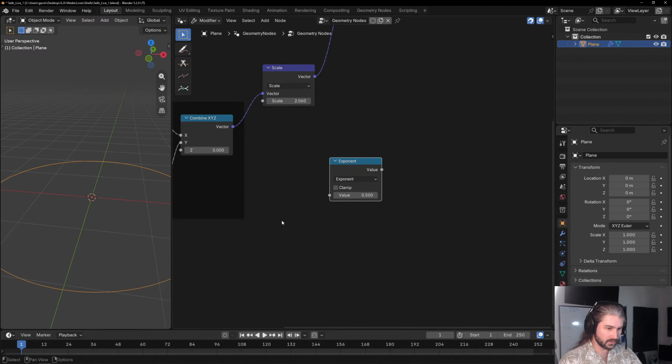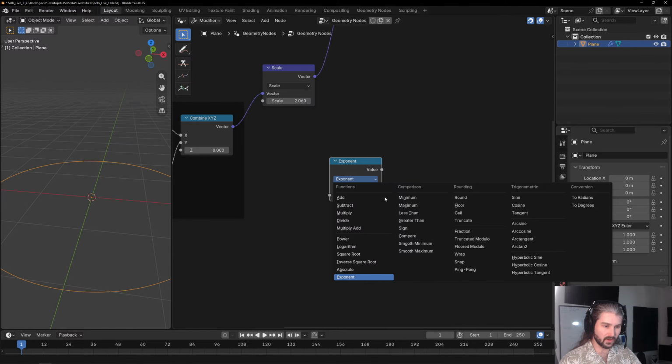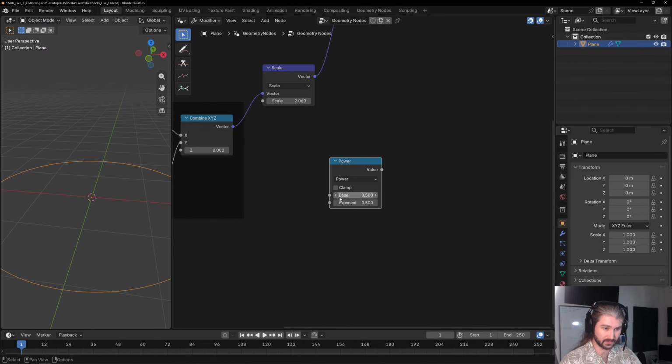One of the nice things about Blender is it has all of these different functions that we can use, and one of them is the exponent function. That is easy to confuse with the power function. Power literally has a base and an exponent, so if you set the exponent to 2, you're squaring everything. If you set it to 3, you're cubing. You can have any exponent you want and any base. But if you switch to exponent, now suddenly you only have a value. This is your exponent.